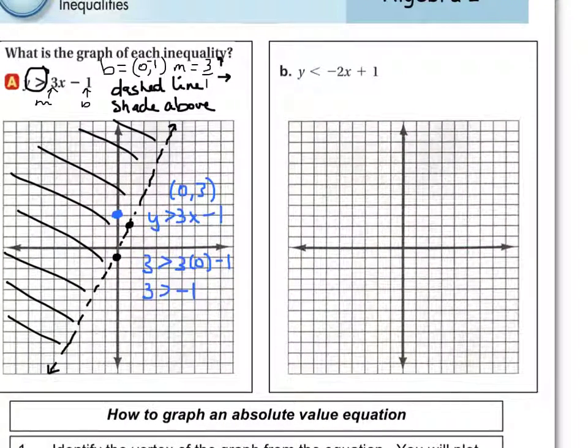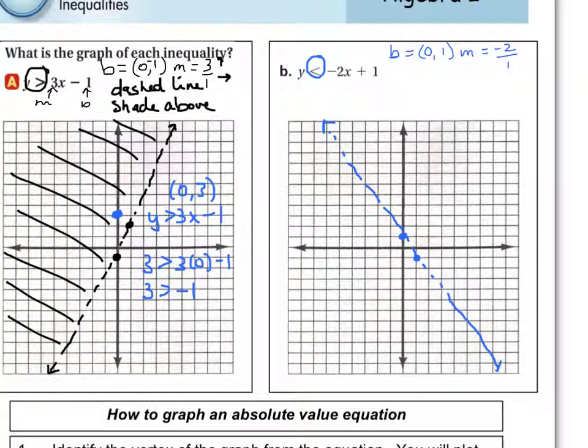Let's take a look at the second one. Again, first of all we figure out whether it's in slope-intercept form, and it is. It's in y equals mx plus b. The y-intercept is the ordered pair 0, 1. My slope is -2, or -2 over 1. When I plot these points, I go up 1 and put a dot. From there, I go down 2 and right 1 and put a dot. Solid or dashed? It doesn't have a line underneath, so it's going to be a dashed line.